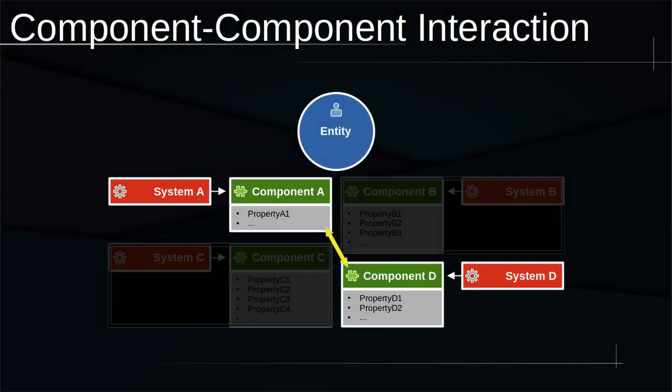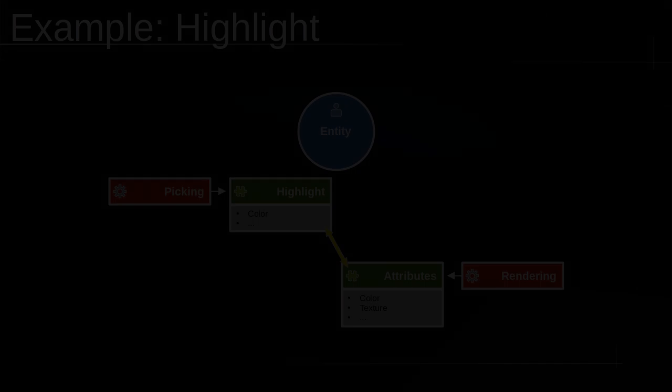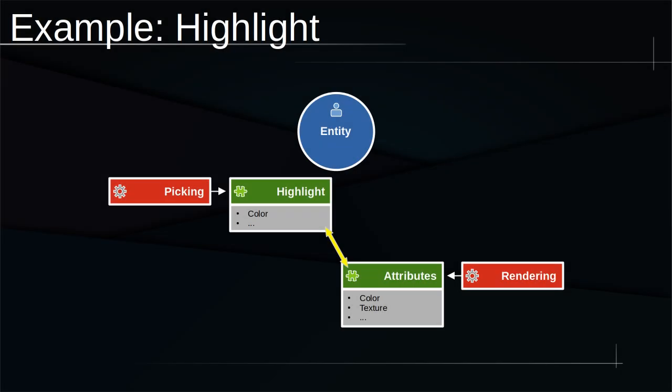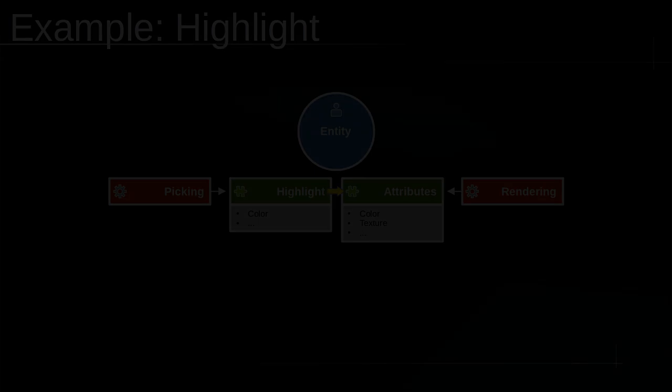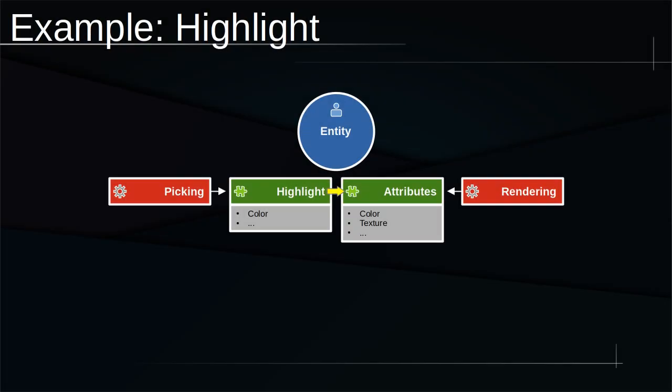Let's imagine these components are actually the highlight and attributes components. The attributes component allows it to be rendered, and when an entity gets picked, check out Engine Devlog 4 for more details, it gets highlighted. As a real example, suppose we want the entity's color to change anytime it's highlighted. How would we implement such behavior?